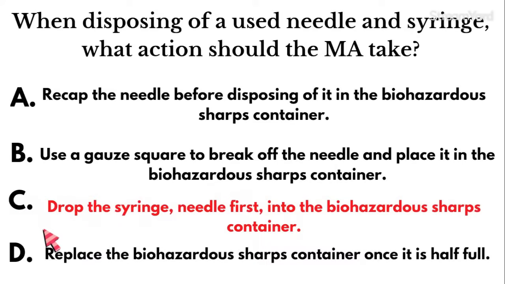Veronica says you may get stuck. That's absolutely correct. Remember I mentioned earlier about ruling out certain answers? Automatically we know we're not going to do B, because that says using a gauze square to break off the needle. We're not breaking off the needle. And D is not the answer because we don't have to replace it when it's half full. We can replace it when it's 3/4 full. The answer is to drop the syringe needle first into the biohazardous sharps container.